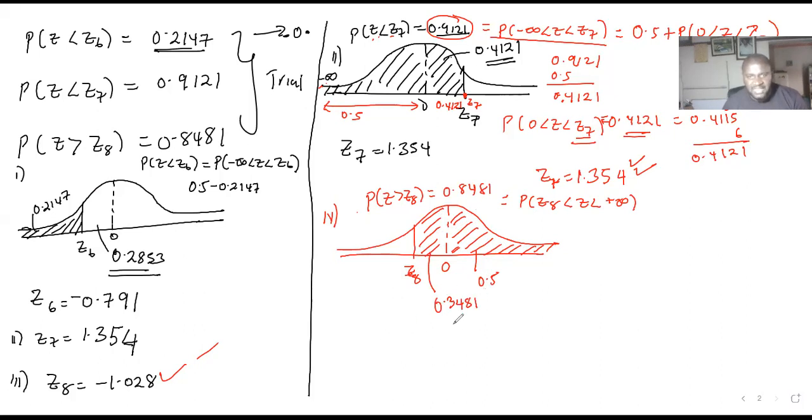So I shall read in the table where the probability of 0.3481 is found. What value of Z8 will you have read? Though it's on the left, it will be a negative. There is 0.3485. But then we have 0.3481.